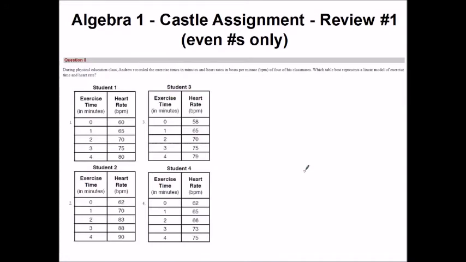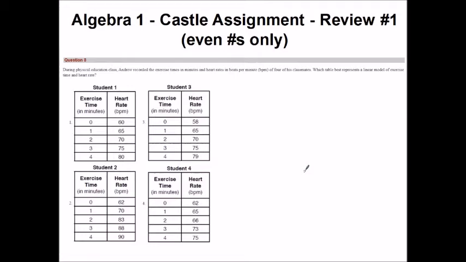Number 8, during physical education class, Andrew recorded the exercise times in minutes and heart rates in beats per minute, BPMs, of 4 of his classmates. Which table best represents a linear model of exercise time and heart rate? So linear basically means that as one value goes up, the other value goes up or down by the same amount. So it's got to be the same amount.